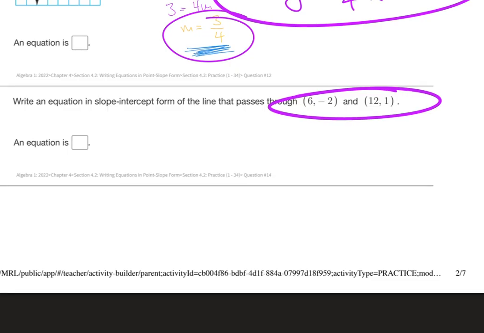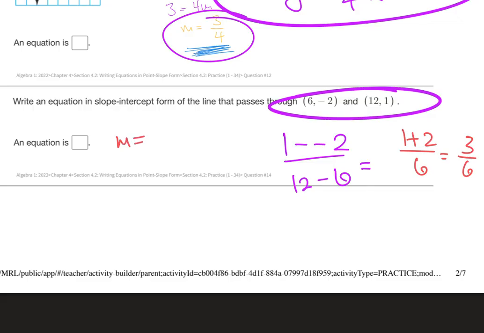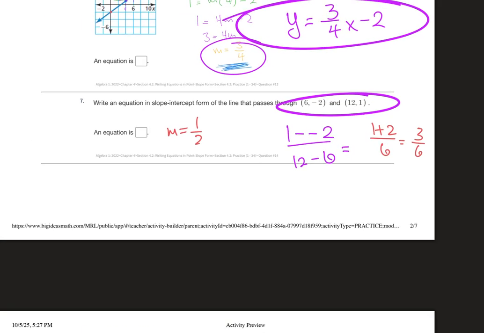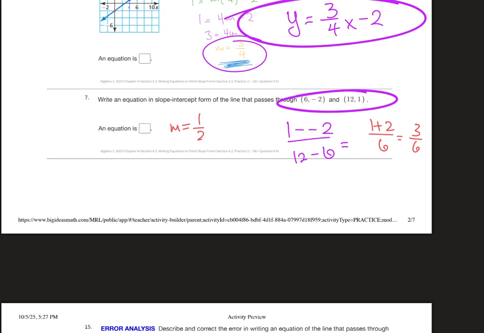So here we go. We need the slope. y2 minus y1 over x2 minus x1. y plus 2 over 6, 3/6. Our slope is 1/2, yeah? Now here's the part where I just kind of did this. I said, hey, you know what? What if we had y equals 1/2 x plus b?